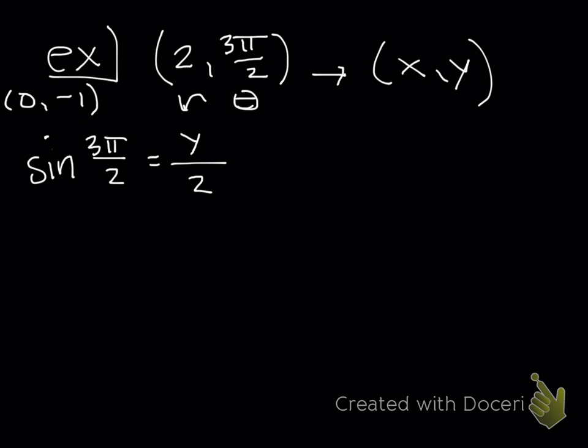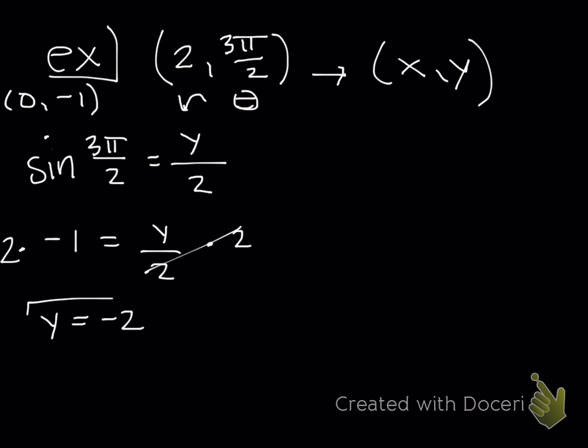And sine is the y part of the coordinate, so sine of 3 pi over 2 gets replaced with negative 1. Then I still need to get y by itself, so I would multiply both sides by 2 to clear this fraction. So I know y equals negative 2. So we're halfway done. So now I'm going to set up the cosine one.